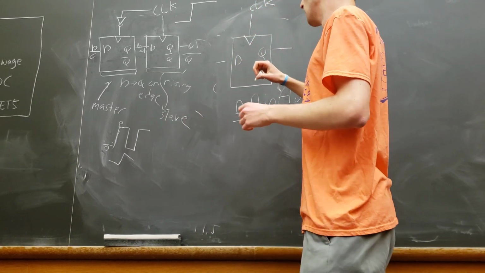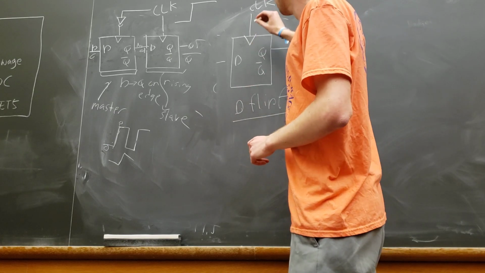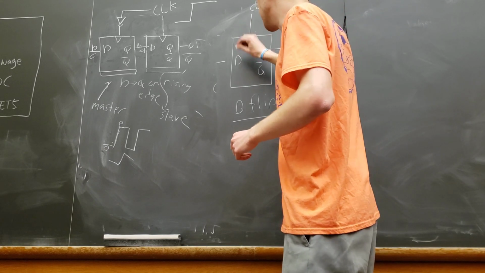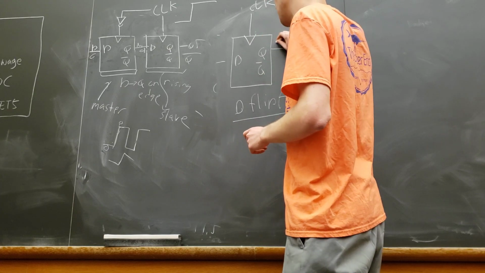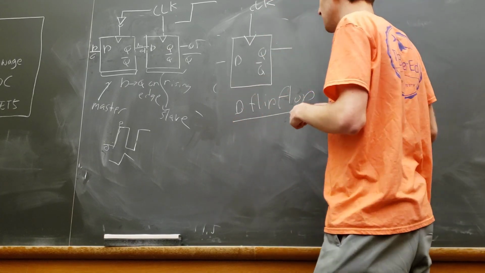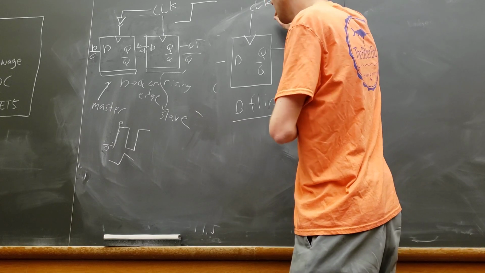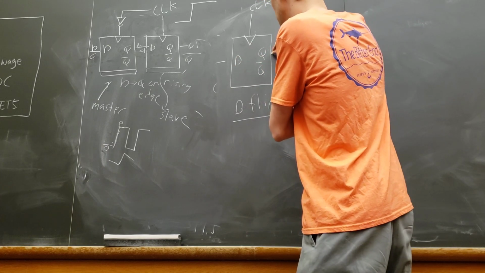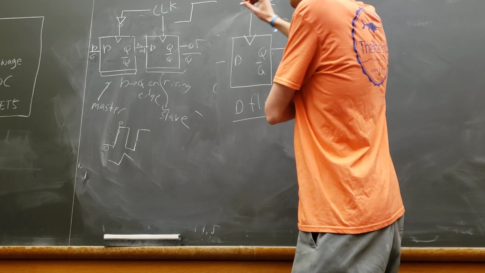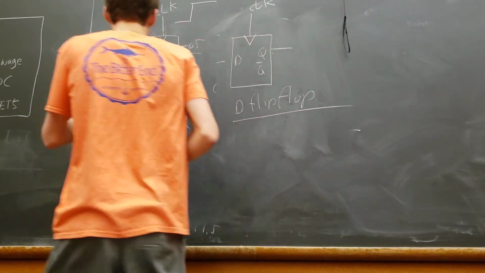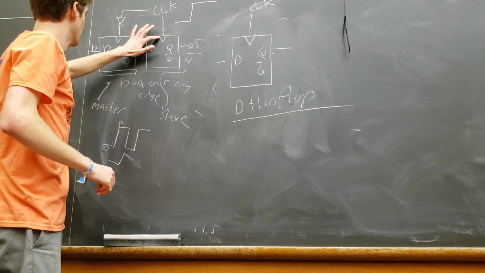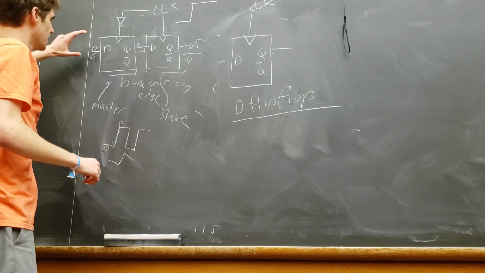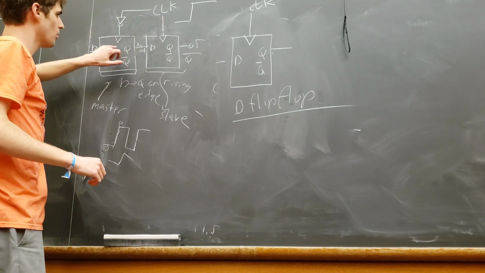Now, this is super important. When this clock is a 1, the value at D is copied to the output at Q. Okay, I'm going to say this again. When this clock is a 1, the value at D is copied to the output at Q. And the reason for this is because when this is a 1, whatever is here, which originally came from here, is going to be copied over to Q.